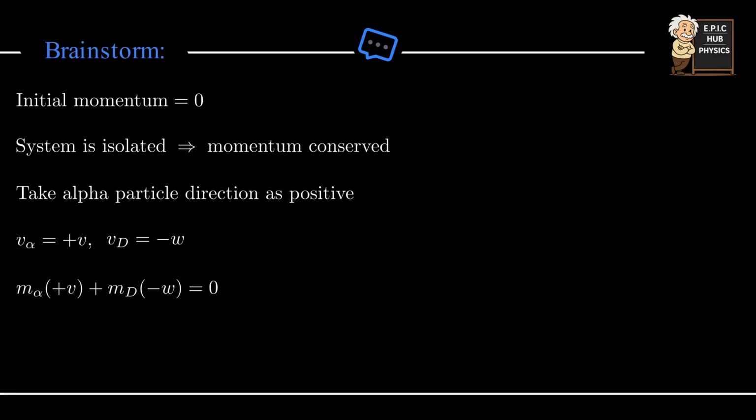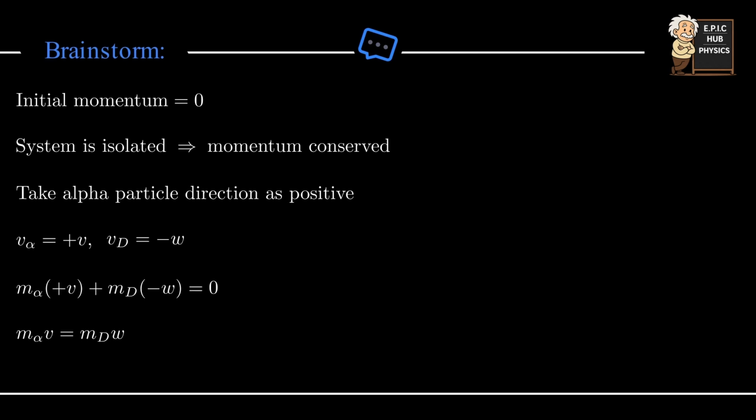The left-hand side represents the total momentum after decay from both fragments, while the right-hand side represents the total initial momentum for the initially stationary parent nucleus. Rearranging this equation gives m alpha times v equals md times w. Now we substitute the masses in terms of mass numbers.